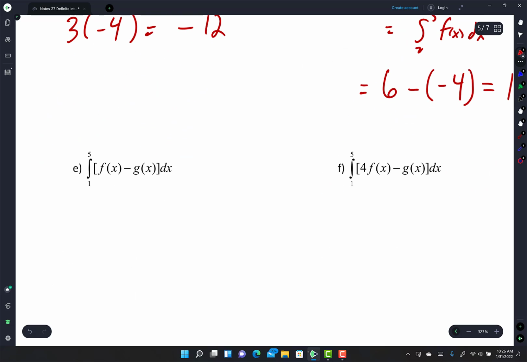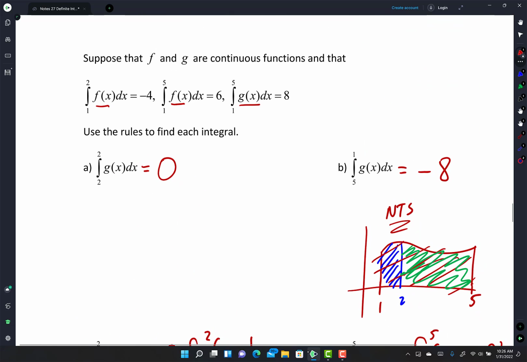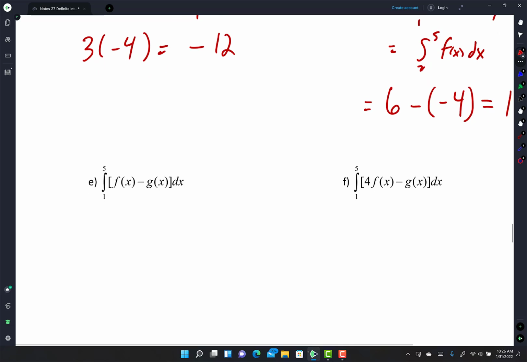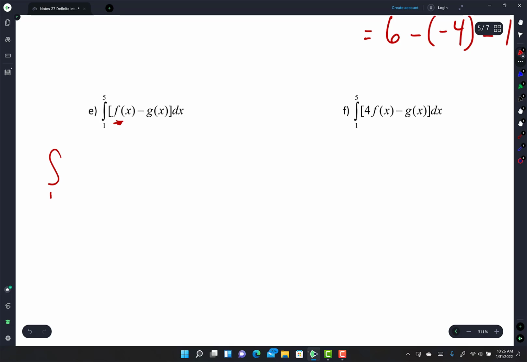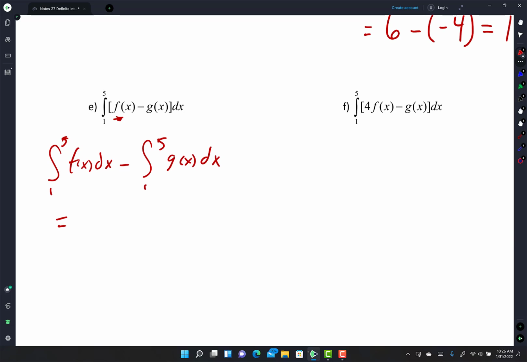All right. Letter E. Do we have enough information to answer that? Let's see. 1 to 5 and 1 to 5. Yeah, we do. What type of information must we have? Well, we got to have 1 to 5 for f of x. And do we have 1 to 5 for g of x? Yes. So let's go ahead. We can break it up. You can go integral 1 to 5 of f of x dx minus integral 1 to 5 of g of x dx. Know that usually you don't break it up. You just answer it, but that's fine. What was the integral from 1 to 5 of f of x? I already forgot. Minus, what is it for g of x? So 6 minus 8 is? There it is.